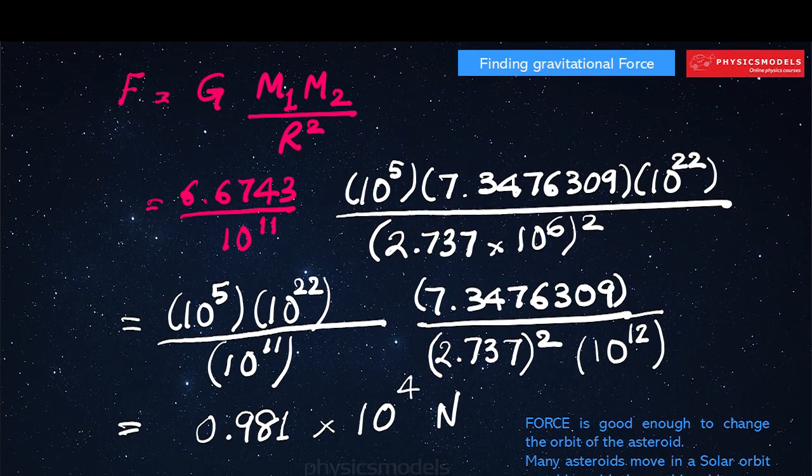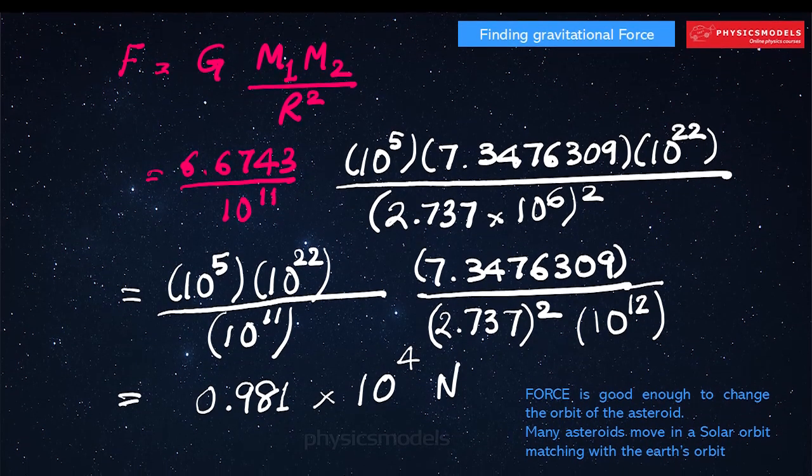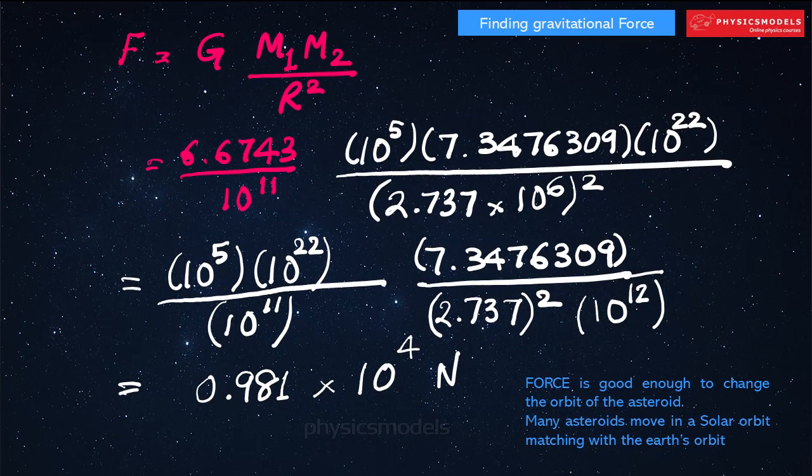This force is good enough to slightly change the orbit of the asteroid. If that orbit gets changed in such a way that the asteroid won't hit the Earth, then that's a great achievement by the moon.